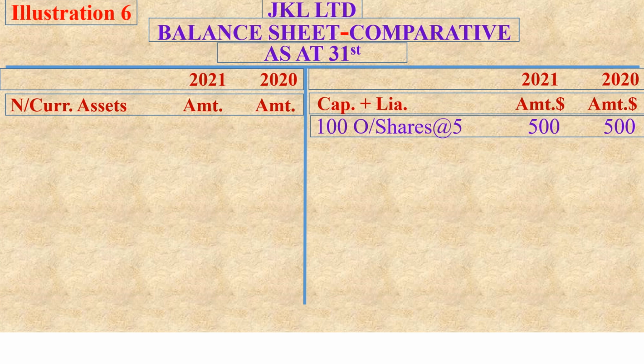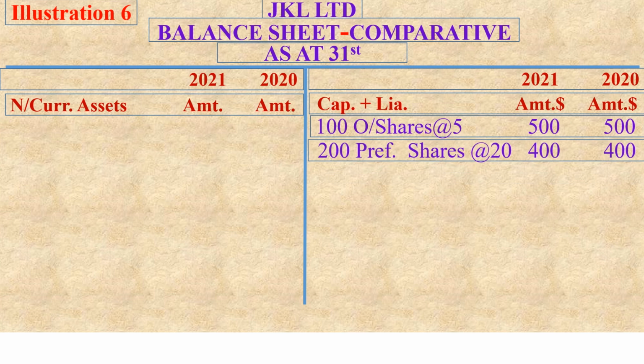assets as follows: 100 ordinary shares of $5 per share, whereby in the year 2020 it was translated to 500, and again for 2021 it was 500. This implies that in these 2 years, there was no additional capital or ordinary shares issued to the public. Also, we have got 200 preference shares of $20 per share, and similarly, the values did not change between 2020 and 2021. That is, 400 was constant for the 2 years.